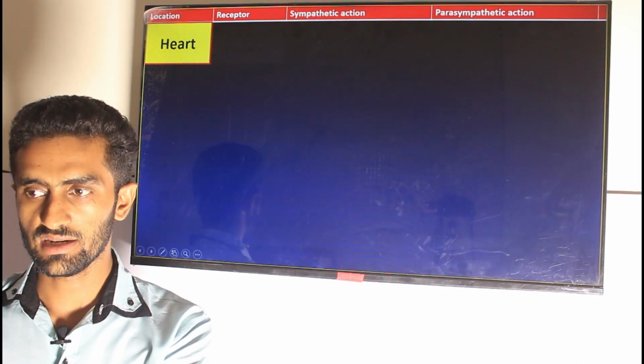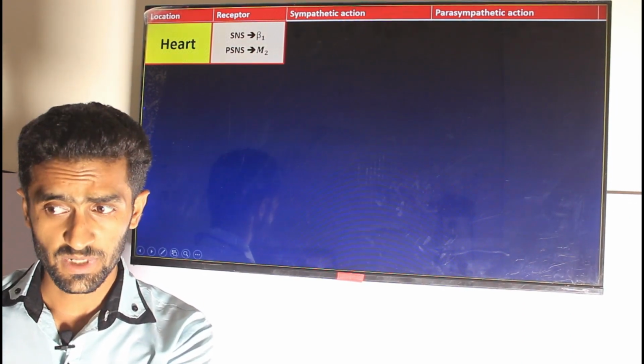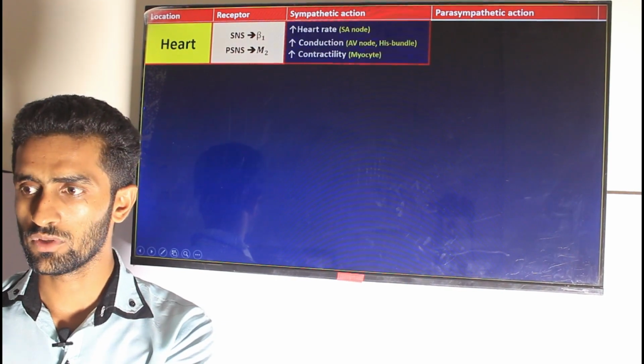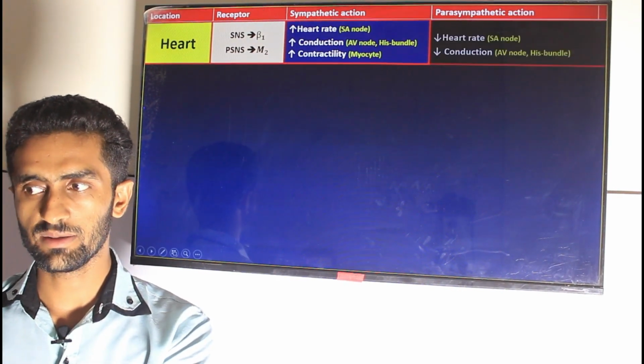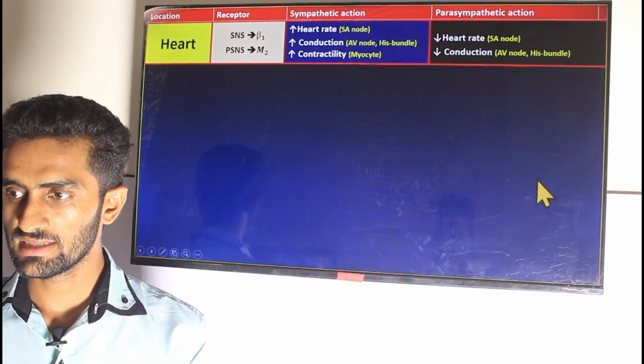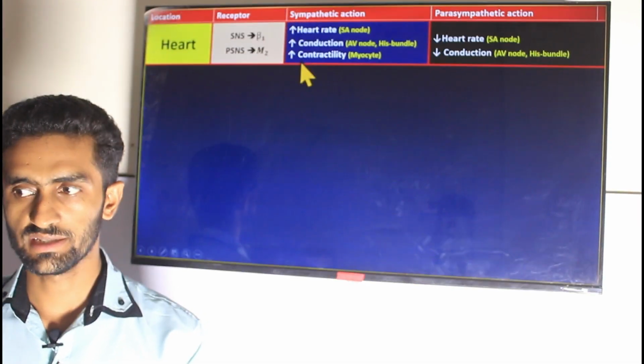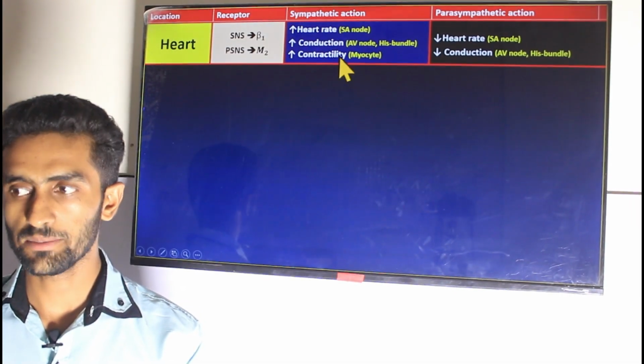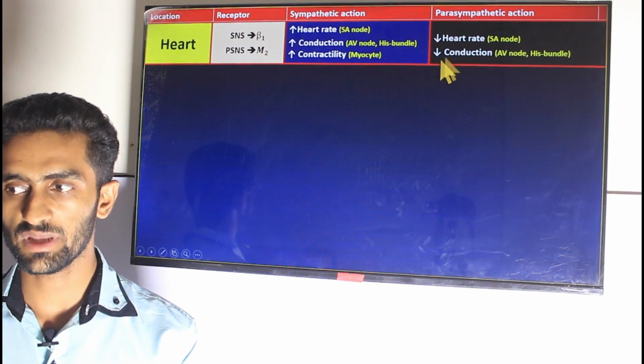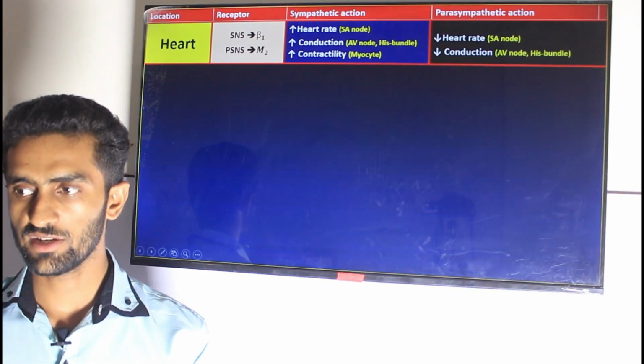Here in the heart, for the sympathetic it is beta 1, for the parasympathetic M2. Sympathetic increases the activity, parasympathetic decreases it. But you can see the myocytes are innervated in the sympathetic, but absent in the parasympathetic. The parasympathetic has no action on the cardiomyocyte.